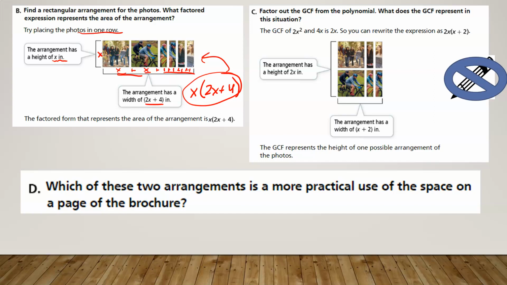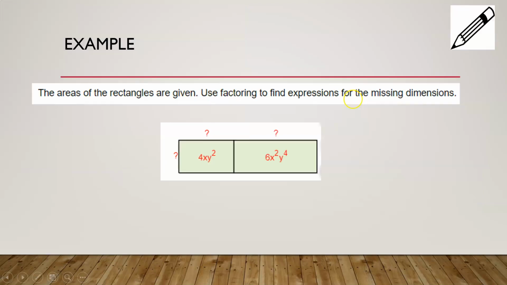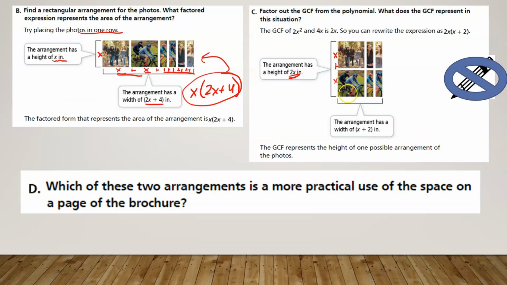Last but not least, if we rearranged it in as close to a square as we can, like they have on the right-hand side here, okay, so this is an x and an x, okay, so this is 2x, because x plus x is 2x, and then this one is an x plus 1 plus 1, so it's x plus 2. So in this case, I would write factored form as 2x times x plus 2. Now, it says, which of these arrangements is more practical use of space? Well, this one's going to be because it's more compact.